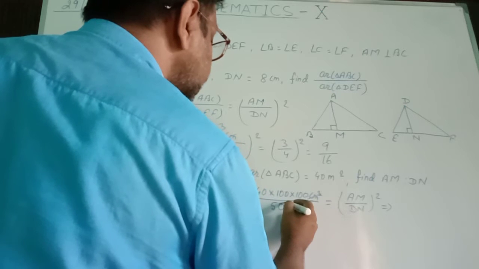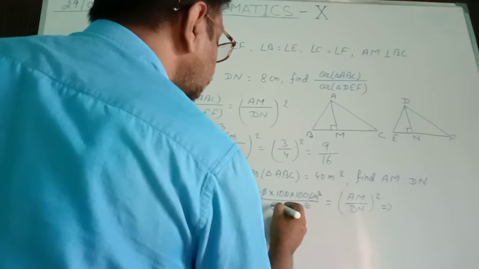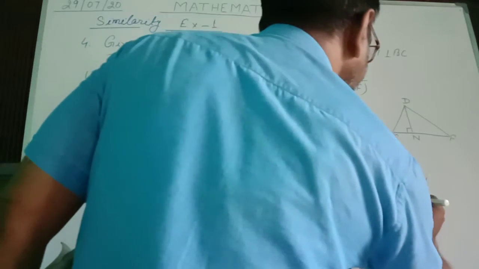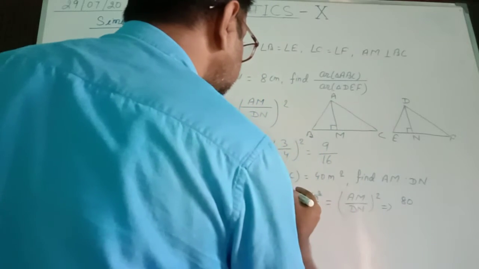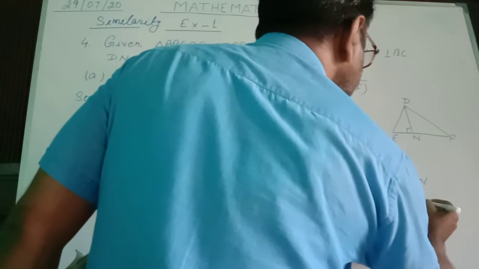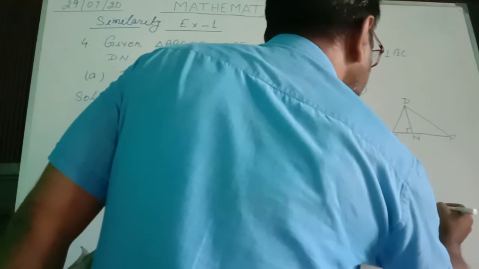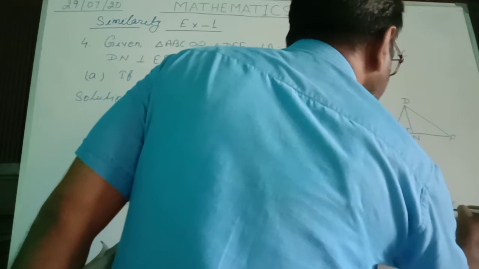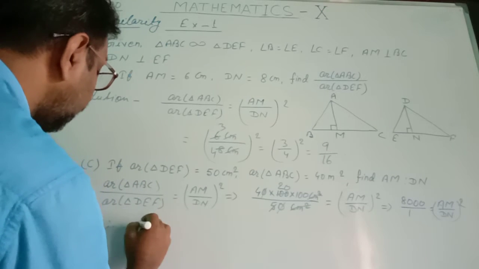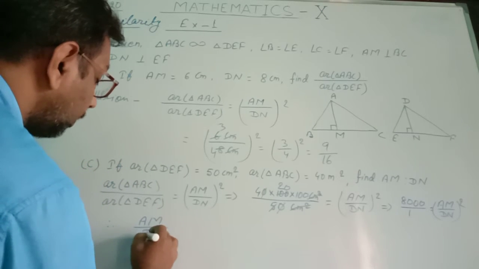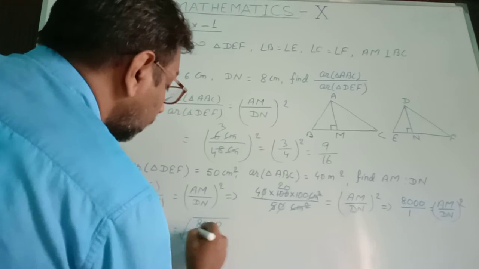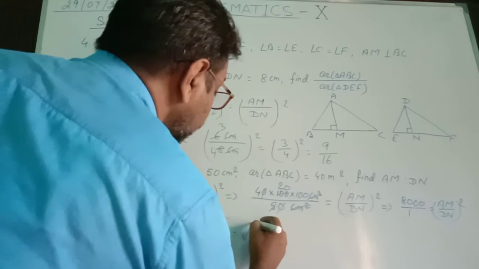Centimeter square cancelled, 10 cancelled, and 5 20s are 100. So this became 24 is 80, and how many zeros? Only 2 more zeros by 1, equal to AM by DN whole square. Now we write, therefore AM by DN equal to root over 8000 by 1.